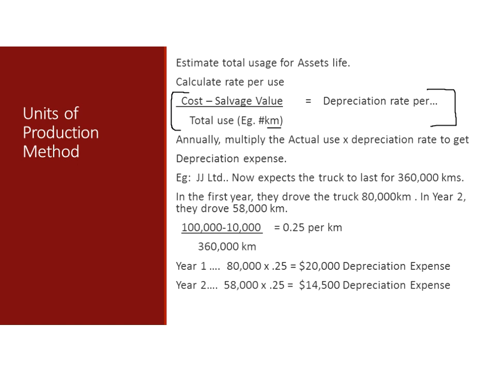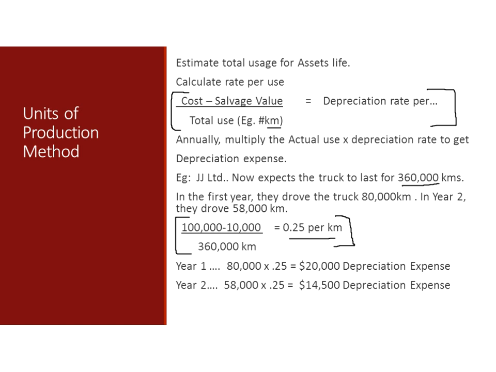So let's look at JJ now. He expects the truck to last for a total of 360,000 kilometers. In the first year, they drove 80,000 kilometers, and in year 2, they drove 58,000 kilometers. So let's adjust our formula here. Our cost, 100,000 minus our salvage value of 10,000, divided now by our estimated use for the asset's life, so 360,000 kilometers. That gets a depreciation rate of 25 cents per kilometer.